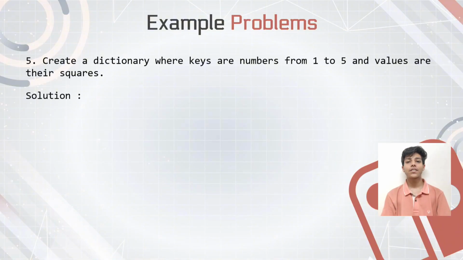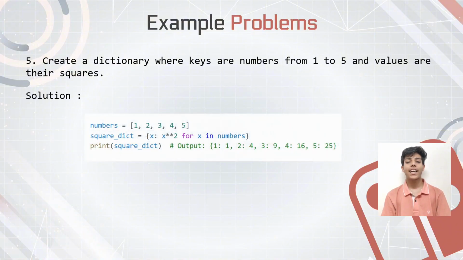Now, the fifth question wants us to create a dictionary which stores 1 to 5 as the keys and their squares as the values. So, we'll use dictionary comprehension to solve this problem. First of all, we'll store all of these numbers in a single list, and then we'll use dictionary comprehension to create a new dictionary as x colon x star star 2 for x in numbers.